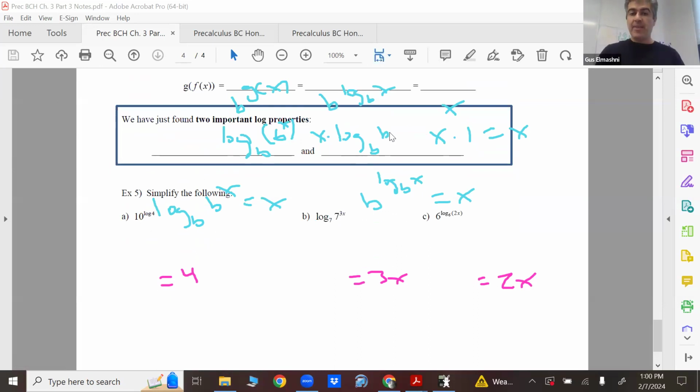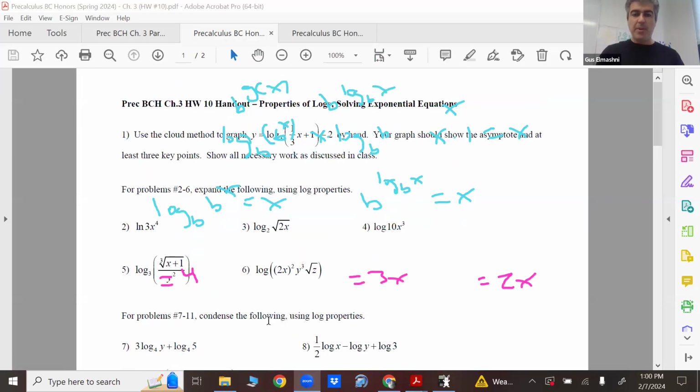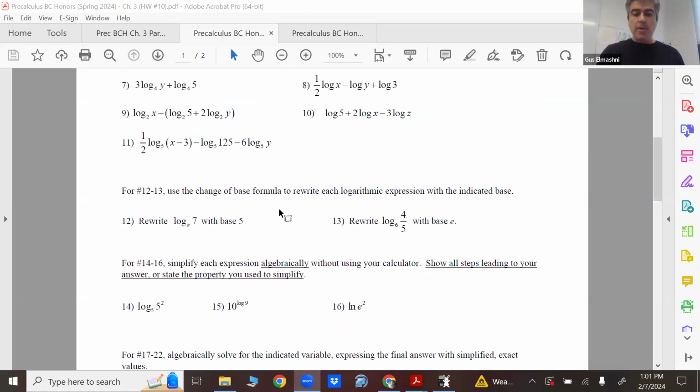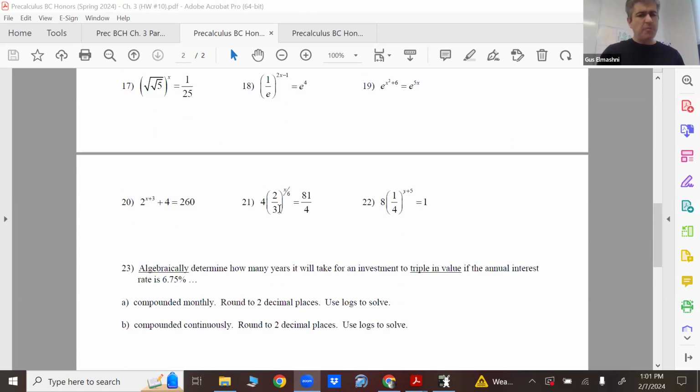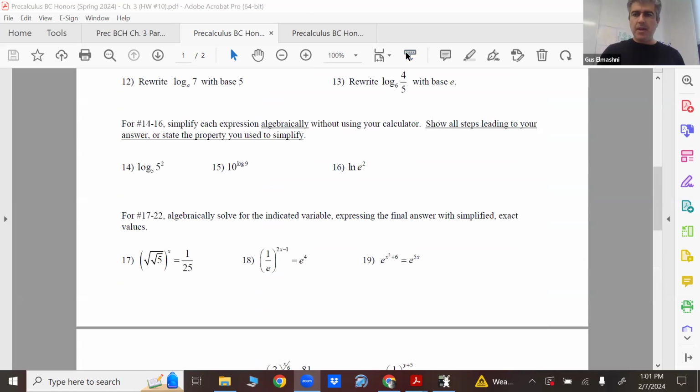The homework is pretty lengthy, but it should go by fast. I trust you guys can probably knock this out pretty quickly. It's homework 10. You're asked to graph a log function using the cloud methods, kind of reviewing old stuff, then using log properties for 2 through 6, as well as 7 through 11. We'll keep doing log stuff down the road, solving equations. So yeah, I'll end the video.